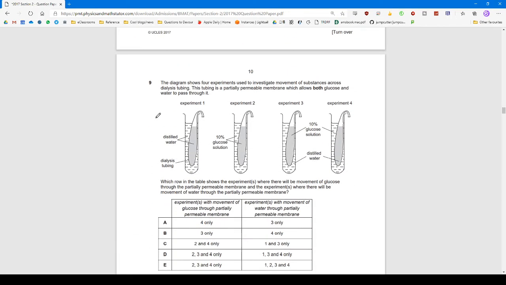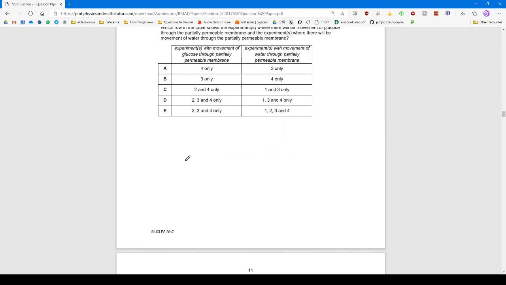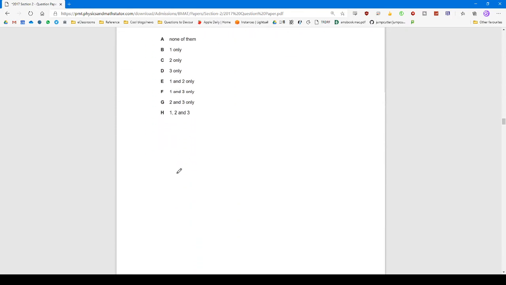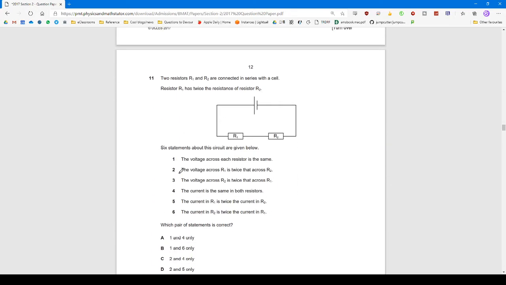Okay, dialysis, biology. Magnesium ribbon, chemistry. Okay, resistors. 2 resistors, R1 and R2, are connected in series with the cell. Resistor 1 has twice the resistance of resistor R2. Okay, consider this. Start the clock. Consider this 1, consider this 2.